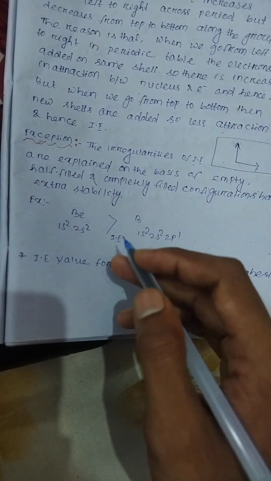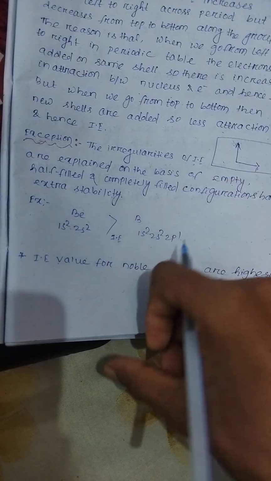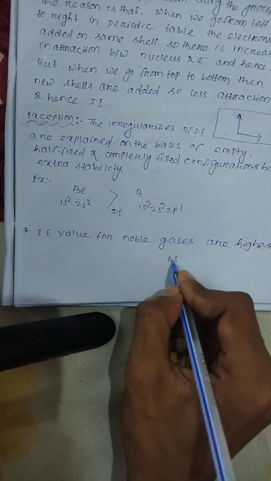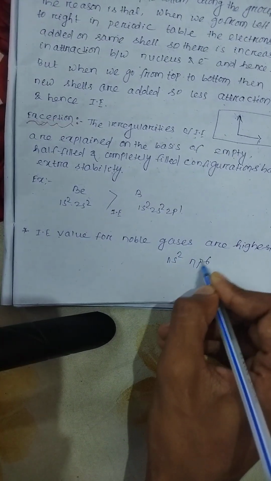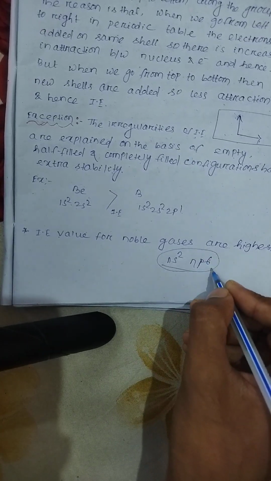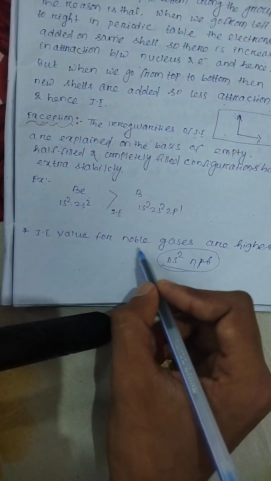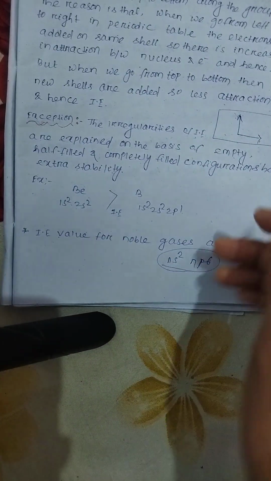And another star mark: remember that ionization energy values for noble gases are the highest. Noble gases have fully filled orbitals and an inert pair configuration, ns2 np6, so their last orbital, p6, is totally filled. So it requires higher energy to remove an electron, and the ionization values for noble gases are highest.